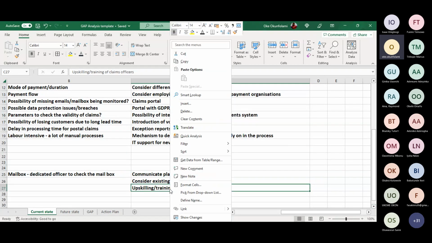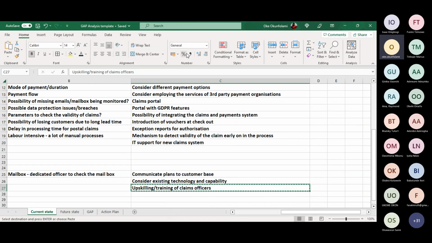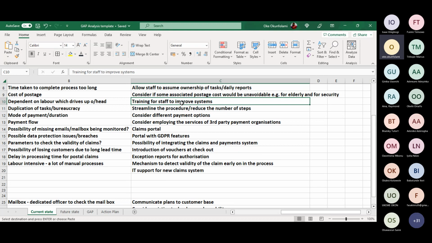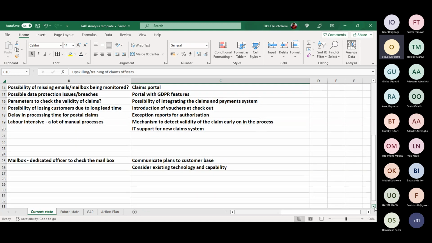I don't know if we mentioned upskilling. I think we did. Yeah. So somebody said, yes, we can put that here: upskilling or training of claim officers. So for example, if you were able to do the new claim system and it's automated, that means the roles of the claim officers will change. So you have to do a brand new workshop or upskilling session to show them how to use the system. How about you think about it when you're trying to make a change?